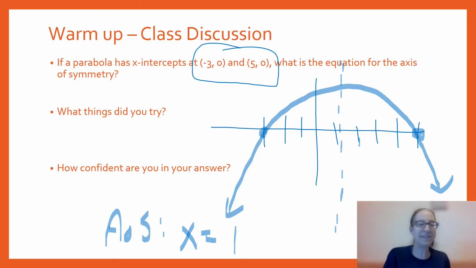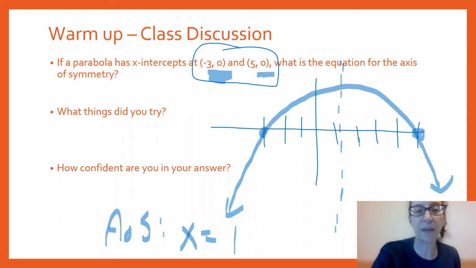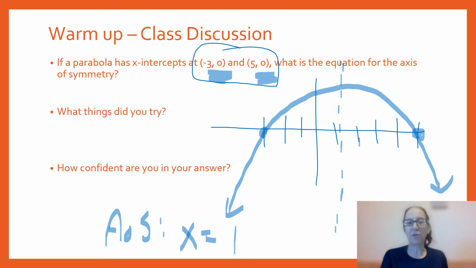Now, the idea behind this is that the axis of symmetry, because a parabola is symmetric, should be right in between the 2 points. And the reason we know that is both of the points have the same height. In other words, a height of 0, which is another name for the x-intercepts, is called the zeros. That's why. So because they have the same height, the axis of symmetry should be right in between them.